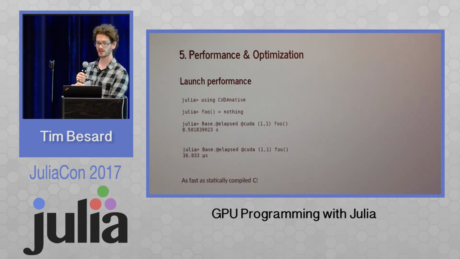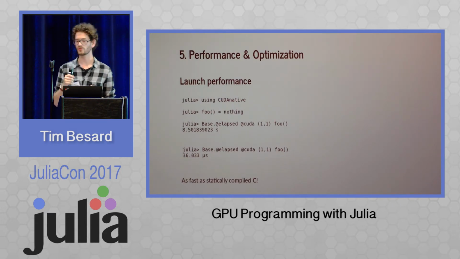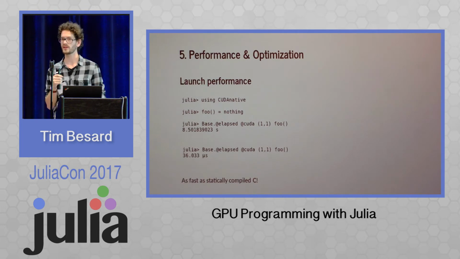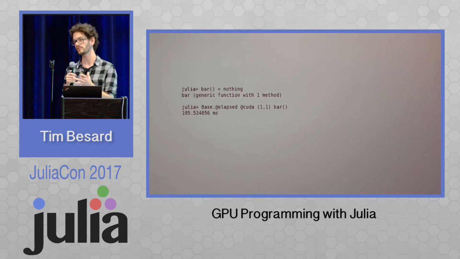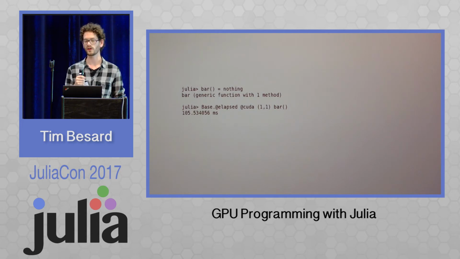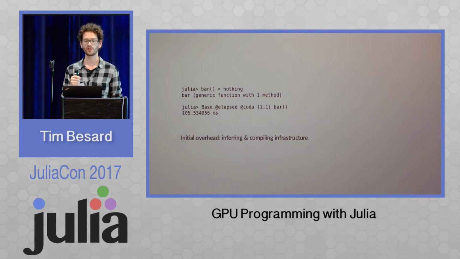So as you can see, the 36 microseconds is as fast as statically compiled CUDA-C, which makes it possible to very fast queue kernels without any additional overhead, and that's the important part. However, even in this non-clean session, if we define a second kernel and launch it, it would only take 100 milliseconds, which means that a lot of those initial 8 seconds comes from inferring and compiling CUDAnative, CUDADriver, LLVM.jl, and all of the packages involved.